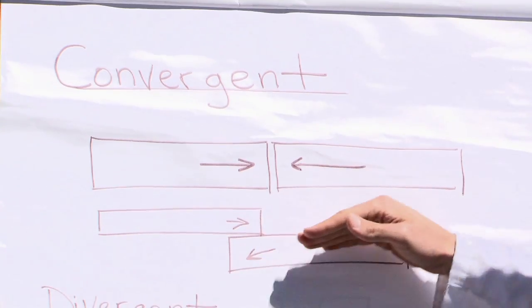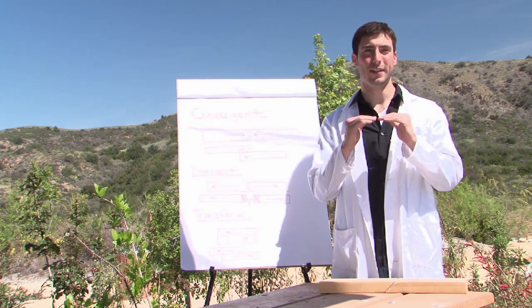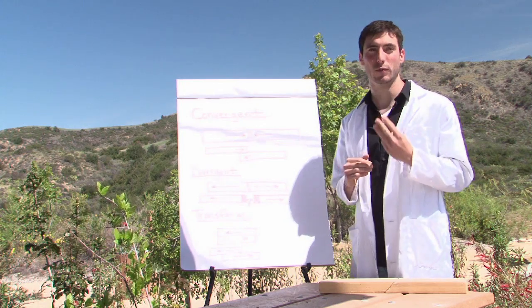I'm going to talk a little bit about processes that occur at plate edges. Now, plate edges are places where two plates meet. When they meet, there are three things that can happen. They make three different types of what are called boundaries.